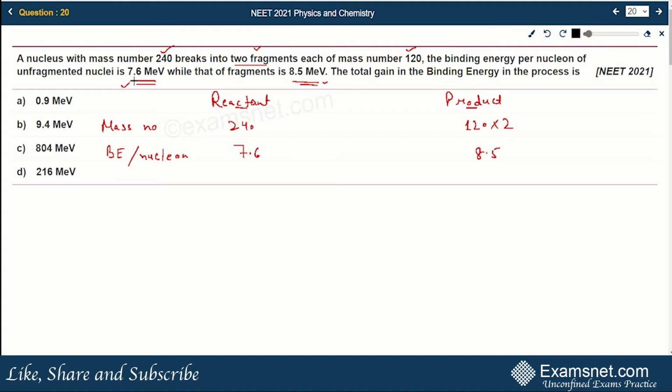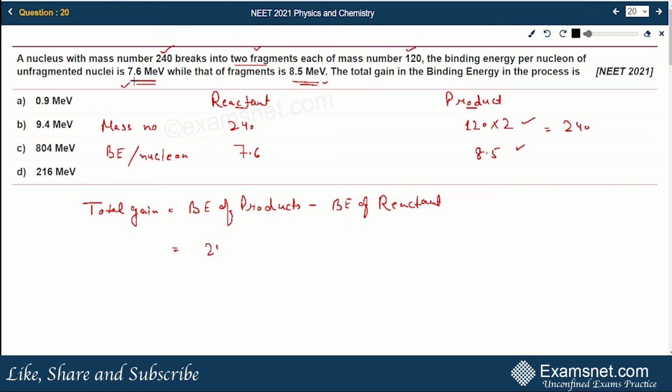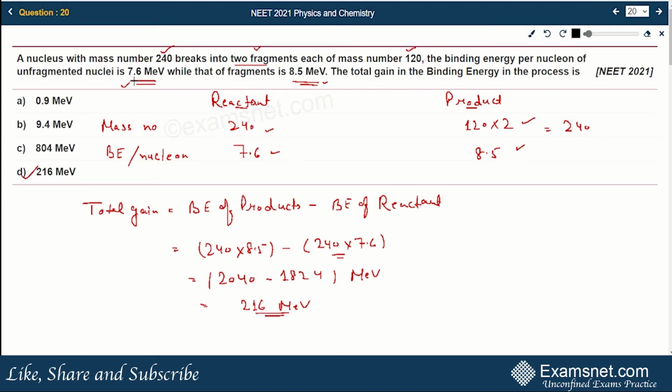We have to find the total gain in the binding energy, and the total gain in binding energy is equal to the binding energy of the products minus the binding energy of the reactants. The binding energy of the products is the mass number of the product into binding energy per nucleon. That means 120 into 2, that is 240, so 240 into 8.5 minus 240 into 7.6. Here we'll get 2040 and on this side we get 1824, and the unit will be MeV. So we'll get the answer 216 MeV. So this will be the correct answer. Option D is the correct answer here.